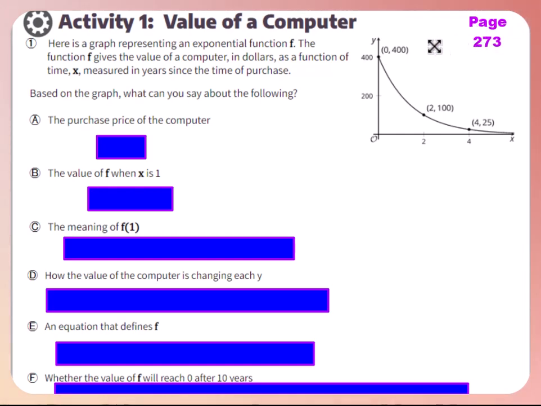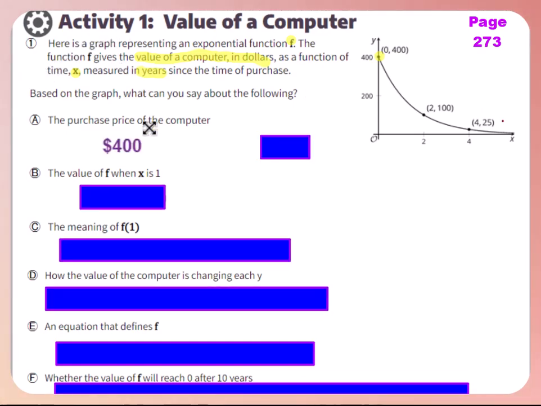All right, page 273, activity 1, value of a computer. Here's a graph representing an exponential function f. The function f gives the value of a computer in dollars as a function of time, x, measured in years since the time of purchase. All right, so let's highlight what we've been given. We have function f, that's the value of a computer in dollars as a function of time. Time is x, and we're measuring that in years. All right, so the initial purchase price when we start is $400.